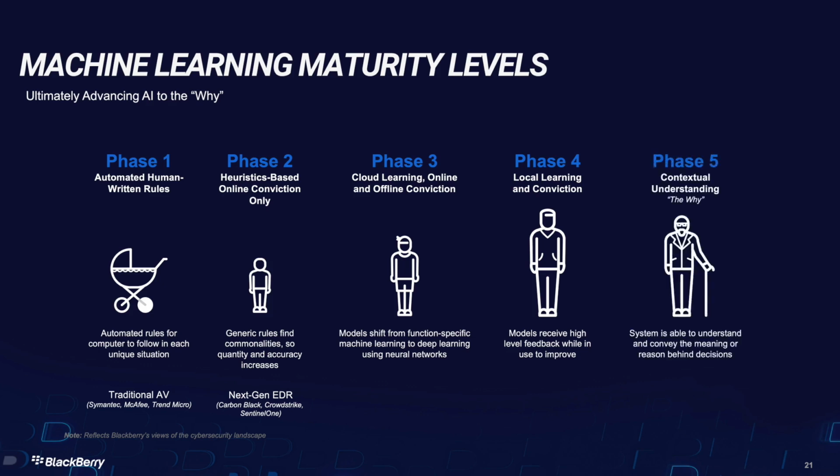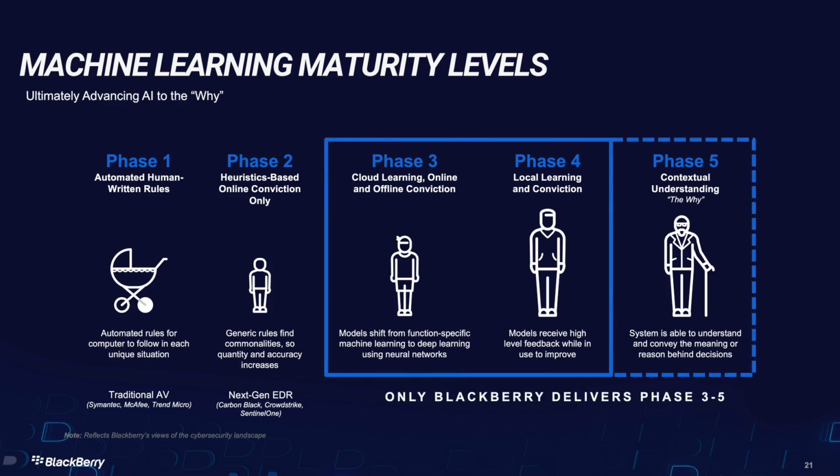Next is phase five. This is the wise grandparent that's out there, and they are able to now teach us why those decisions get made, right? So they're able to lean on their experience and be able to translate that for the younger generations, but most importantly for the humans out there that need to understand why the AI or the ML made that decision. And if you look at this, BlackBerry is the only cybersecurity vendor that can actually offer phases 3 through 5.